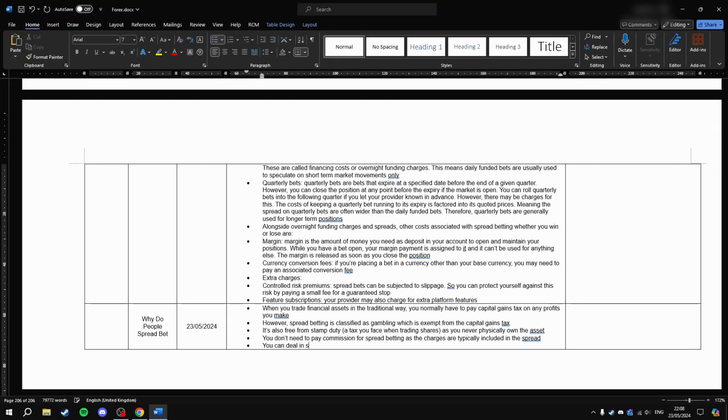You can deal in bearish markets when spread betting.